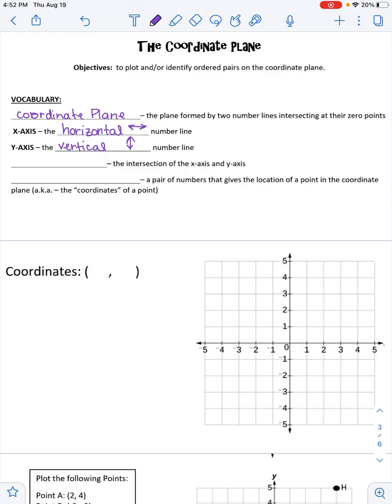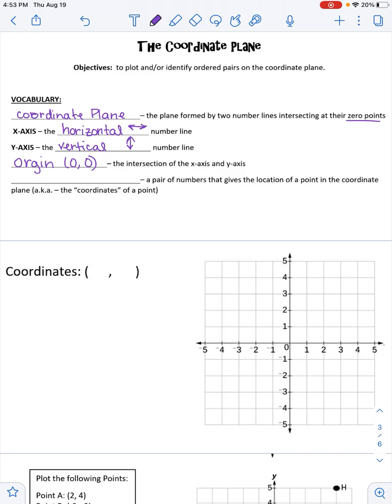Okay, blank is the intersection of the x and y axis. That is known as the origin. Okay, the origin is at the point 0, 0. Remember, up on the coordinate plane, it says that the two number lines intersect at their 0 points. That's why it's 0, 0.